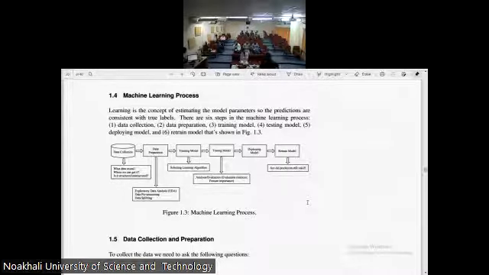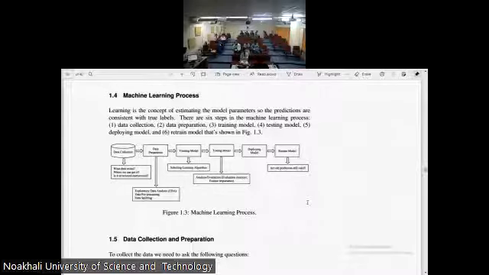We have active learning. Active learning is a machine learning process where the machine learns, but an expert or another machine actually helps the machine to boost up the learning. So that's called active learning.